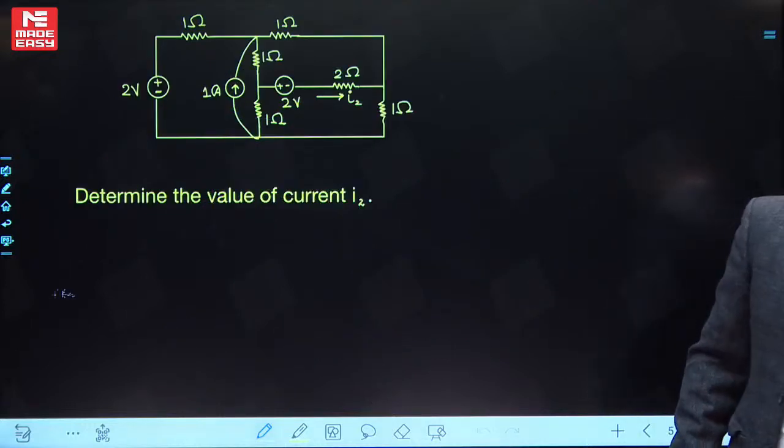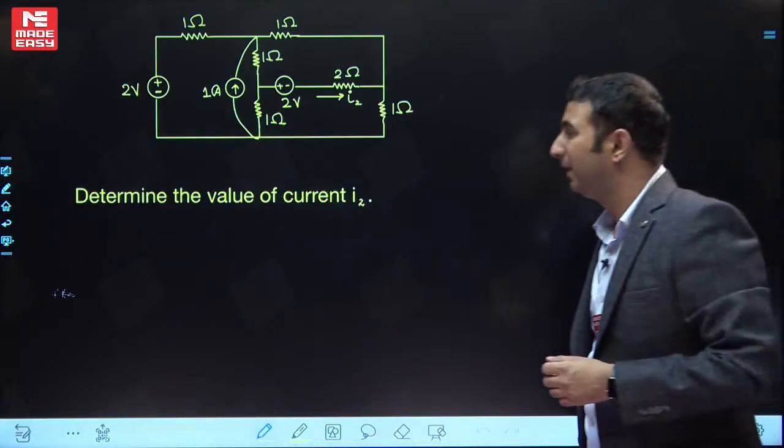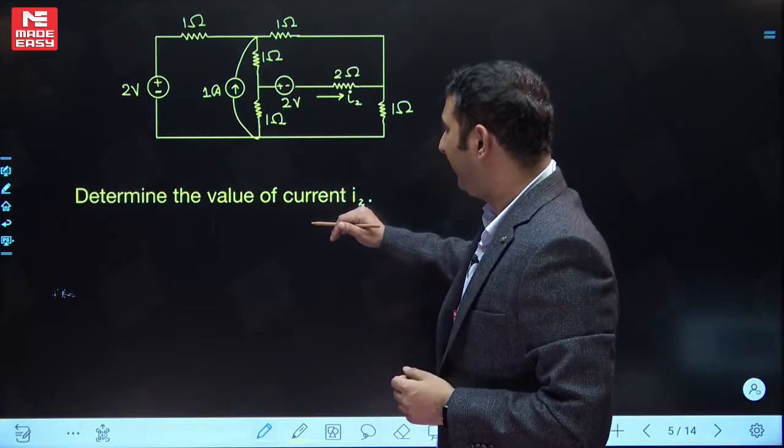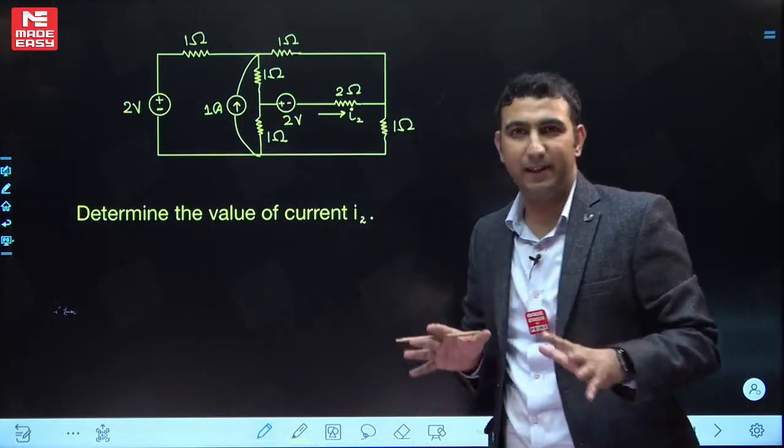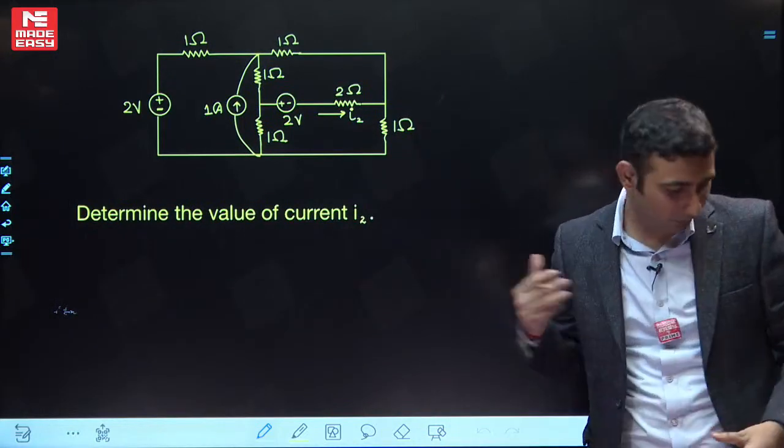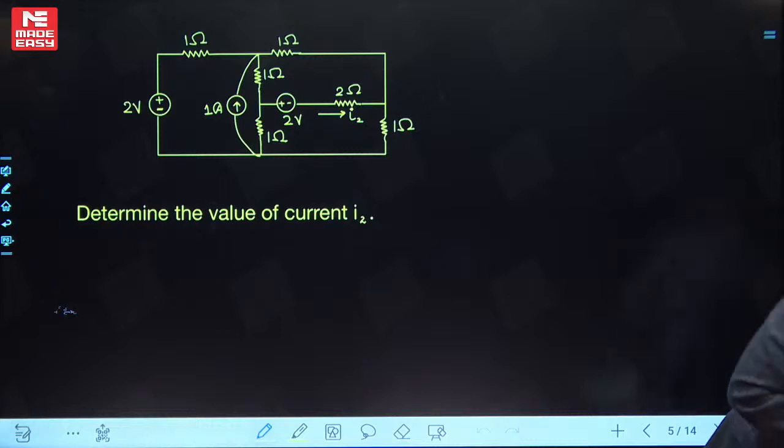So now this is the next question that we have. In this question, we have to find the value of the current I2. Seems like a lengthy question. Take 10 seconds, quickly take 10 seconds to think how you will solve this question.